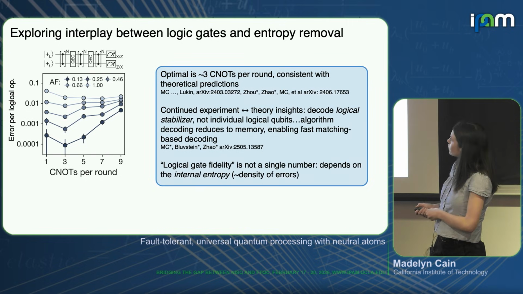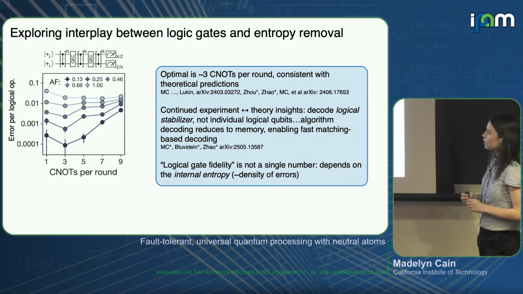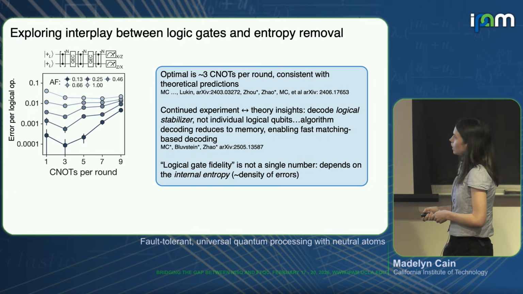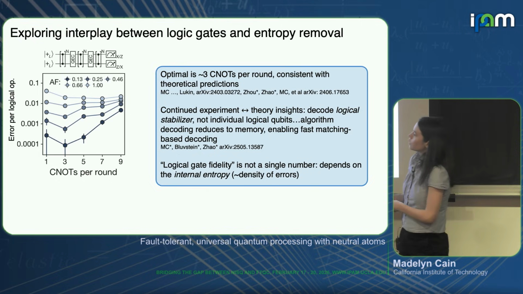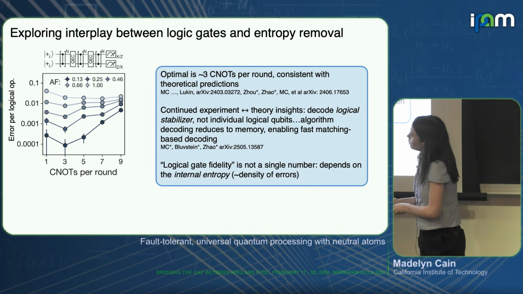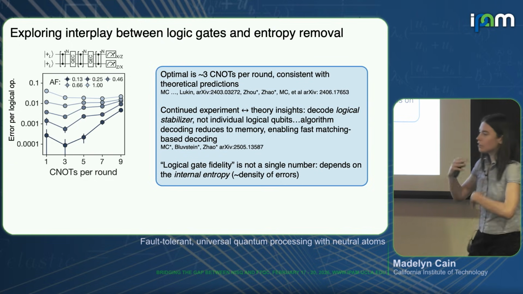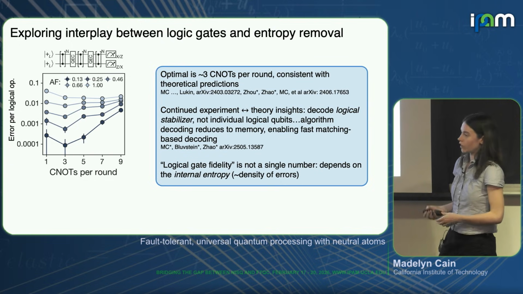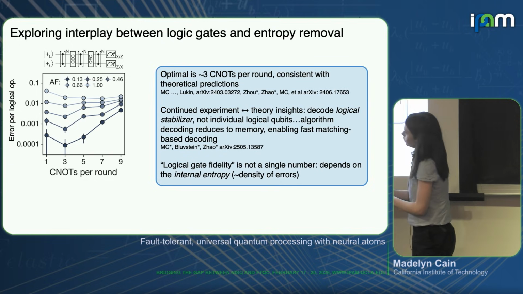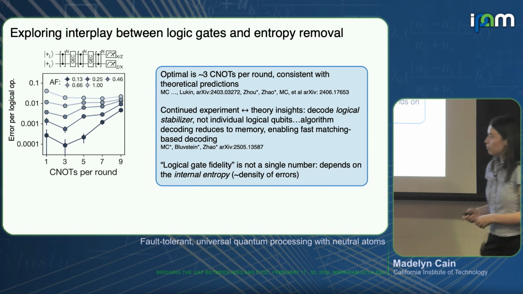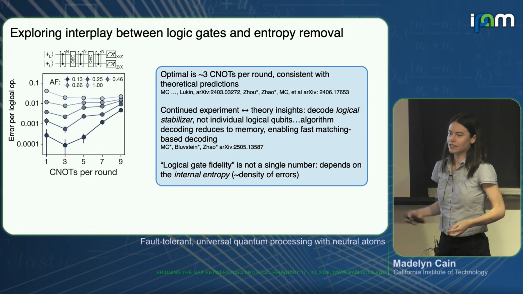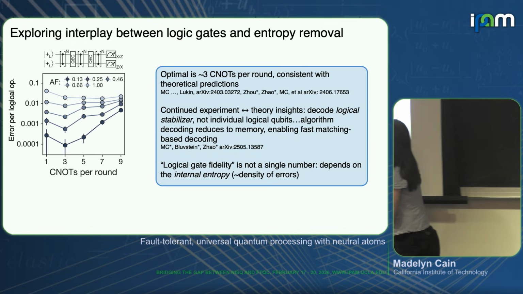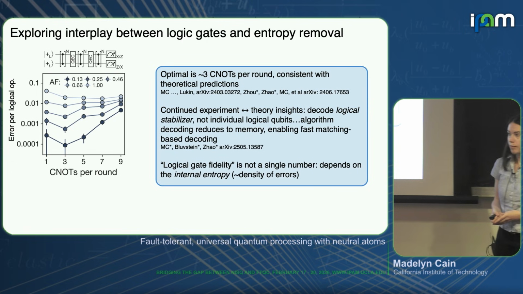Another big takeaway here is that a logic gate fidelity really is not a single number. It depends on the internal entropy of your code block. So for example, if I'm doing very many C-naughts per round, I have a lot of entropy buildup before I check for errors, and as a result, my logical error rate gets higher. But if I check too often, then I'm not doing a good job. I'm doing unnecessary work, and that also makes things suboptimal.